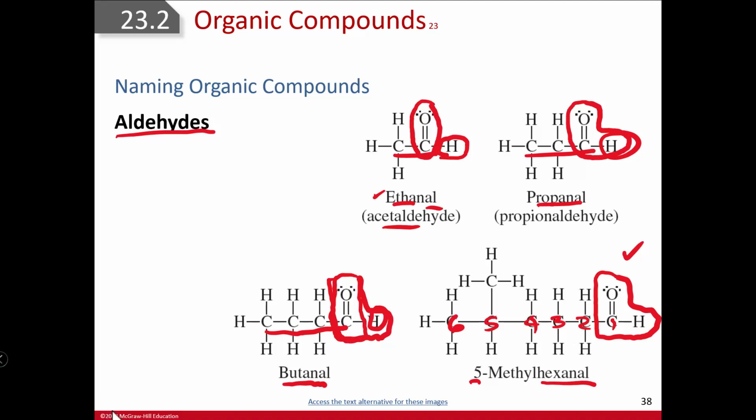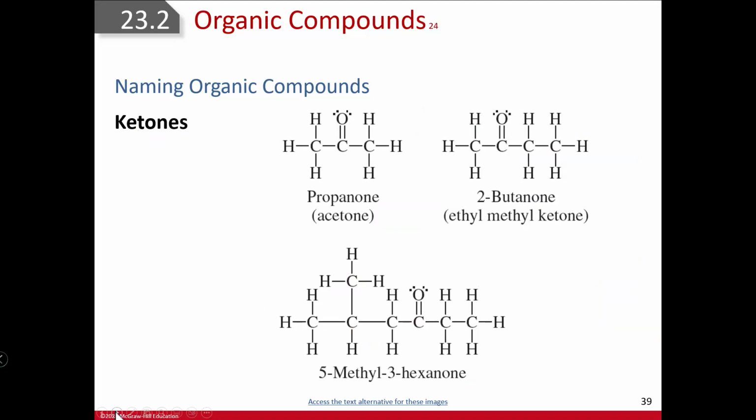All right, next group is a ketone. So a ketone, again, it looks like a kind of a carboxylic acid. If this was an OH here, that's what you would have. But what we have is the carbonyl group.